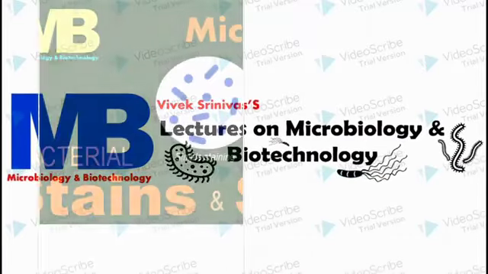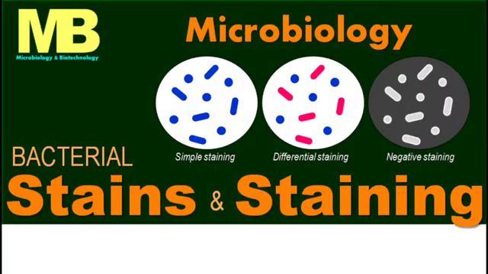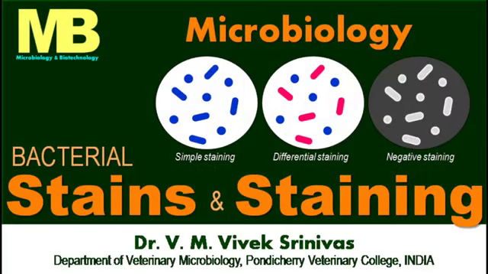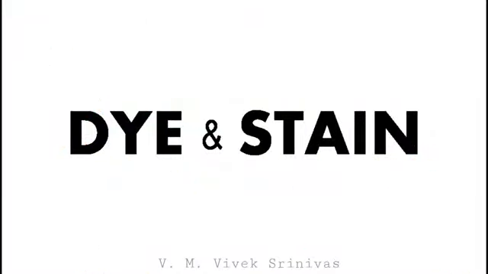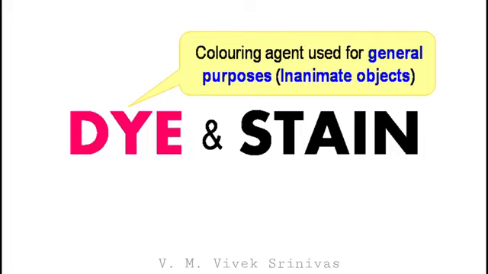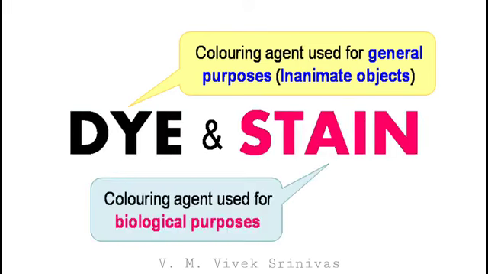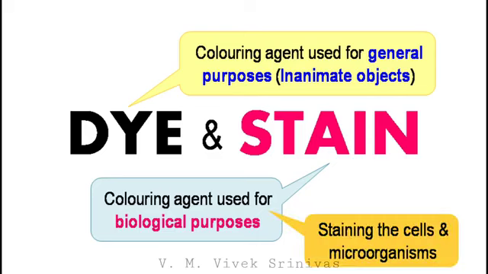In this video presentation, we will see about the different types of stain and various staining techniques for the microscopic examination used in the field of microbiology. First, we will see the difference in terms of dye and stain. Both are coloring agents. Generally, dyes are coloring agents used for general purposes, that is, used against inanimate objects. But stains are coloring agents used for biological purposes, like staining the cells, the bacteria, and other microorganisms.